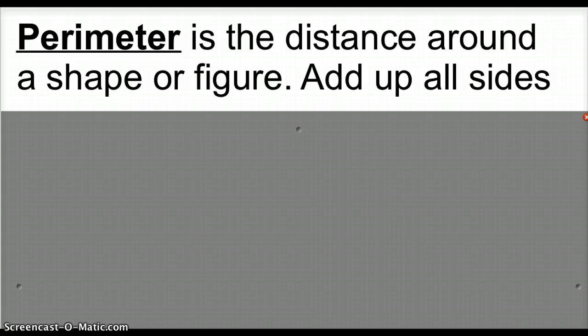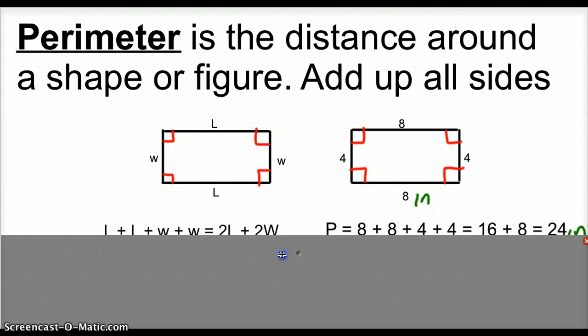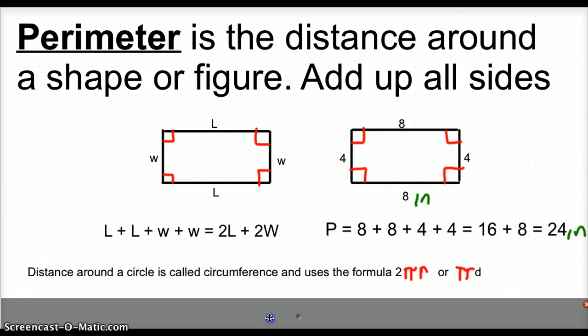And let's first then look at perimeter for a minute. Perimeter is the distance around a shape or figure. And you basically just add up all the sides and get a number, and that will be the perimeter. If you're looking at a circle in particular, the distance around the circle is called the circumference.